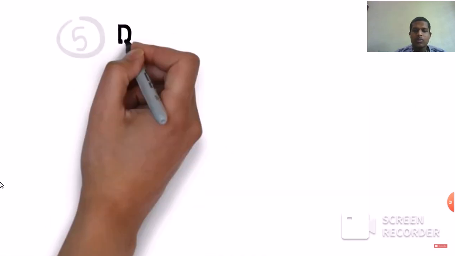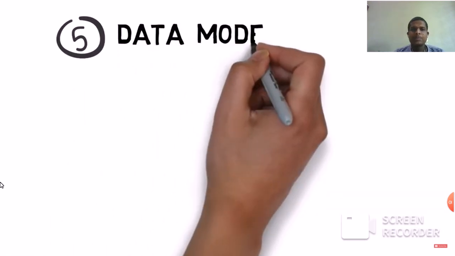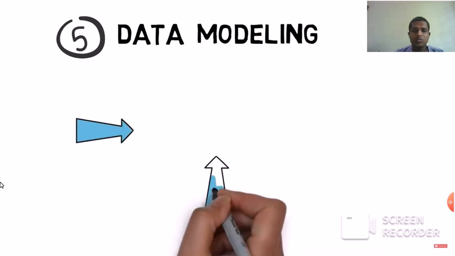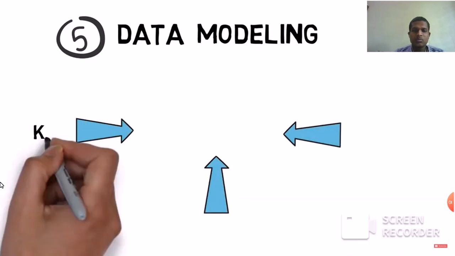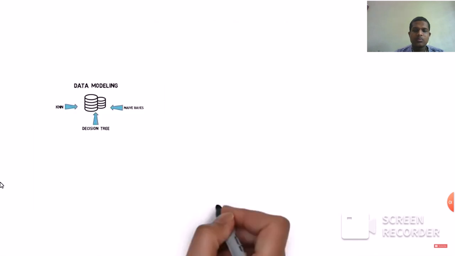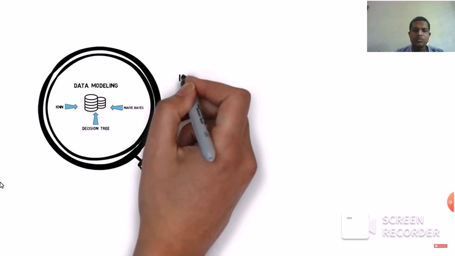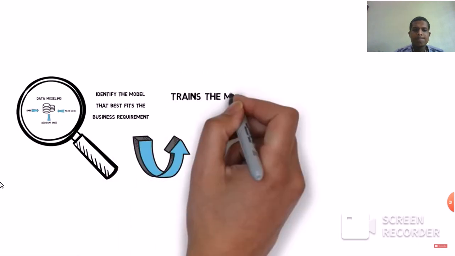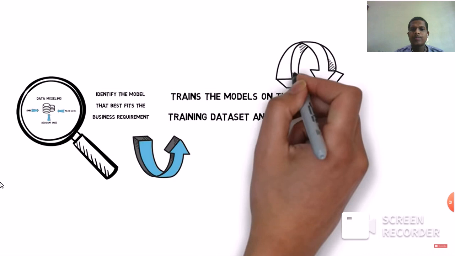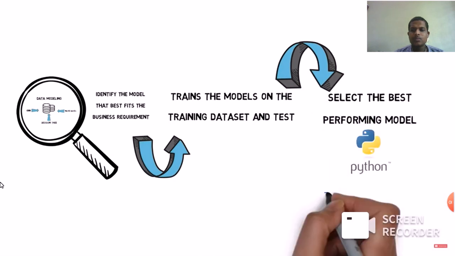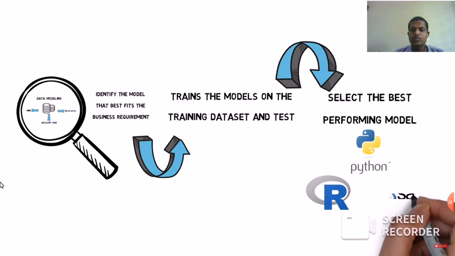Now, she proceeds to the core activity of a data science project, which is data modeling. She repetitively applies diverse machine learning techniques like KNN, decision tree, naive Bayes to the data to identify the model that best fits the business requirement. She trains the models on the training dataset and tests them to select the best performing model. Emma prefers Python for modeling the data. However, it can also be done using R and SAS.